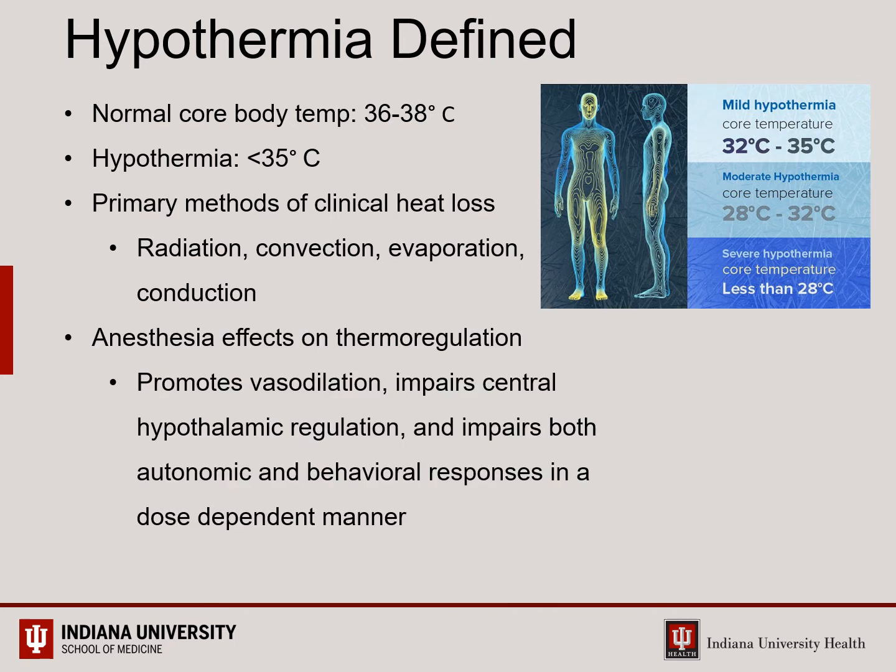Some of the anesthetic effects on thermoregulation include promoting vasodilation, impairing central hypothalamic regulation of temperature, and impairing both autonomic and behavioral responses in a dose-dependent manner.